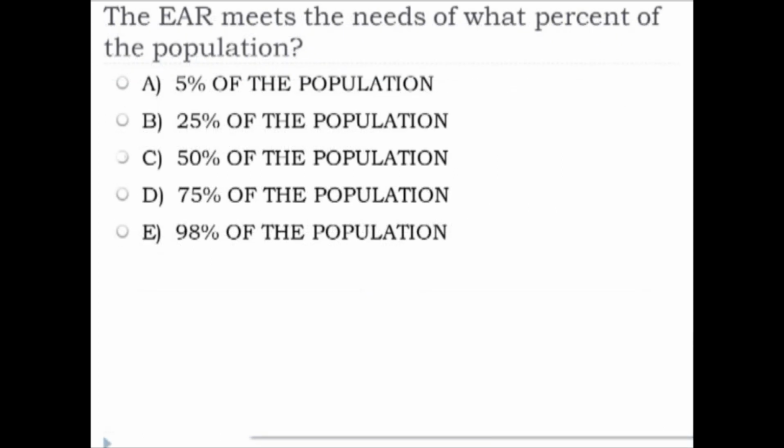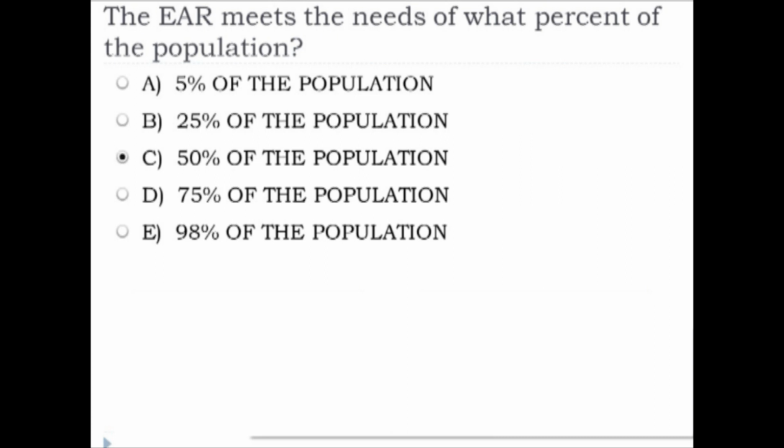Here's another DRI question. The EAR meets the needs of what percent of the population? Stop the video here. I'll reveal the answer on the next slide. The correct answer to this one is C, 50% of the population.